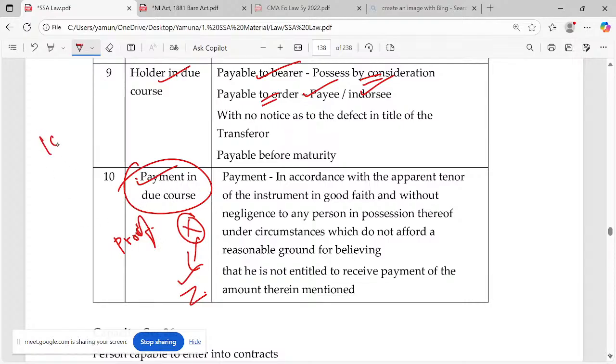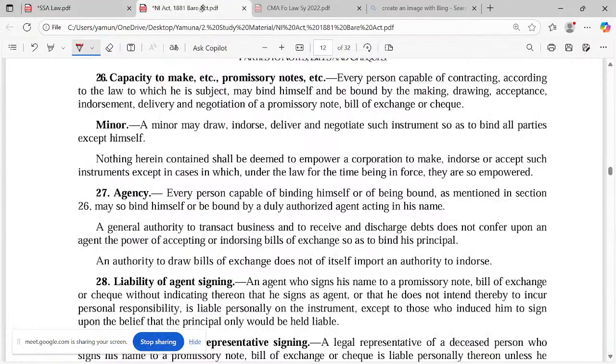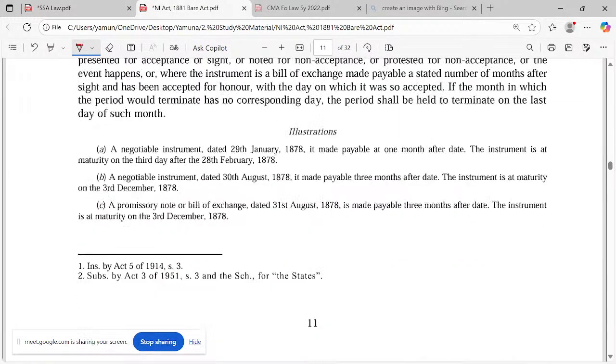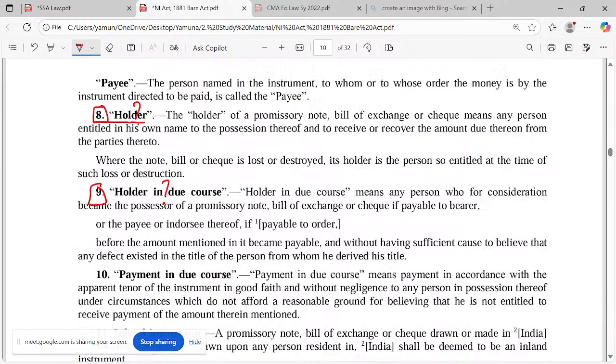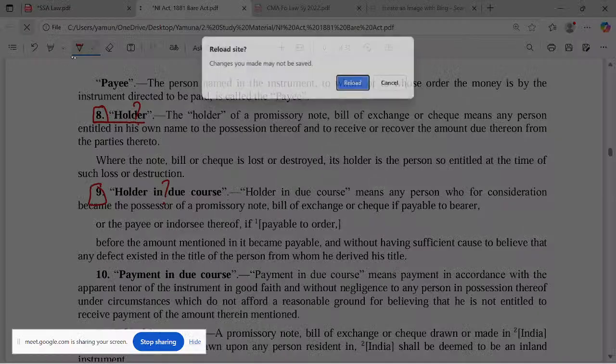So totally we should say there are 10 parties. Okay, we have 10 different parties. Among these, the two most repeated parties are holder and holder in due course. Only for those two cases will I refer to the Act. Please join with me. Who is a holder? Who is a holder?